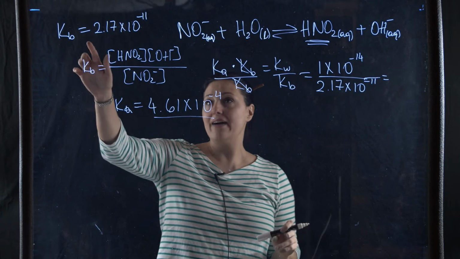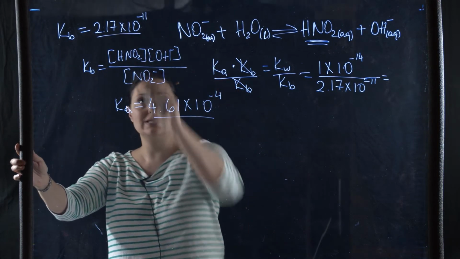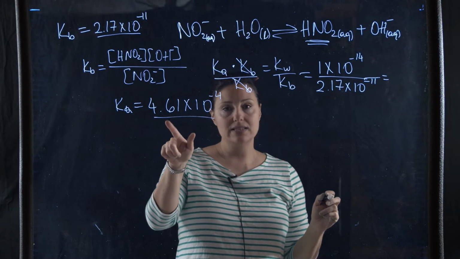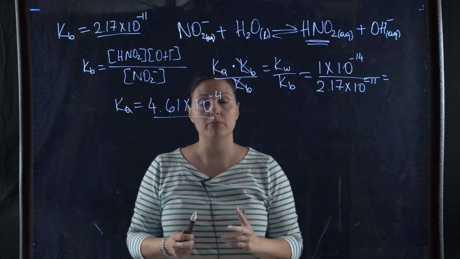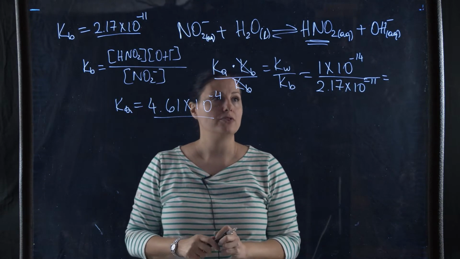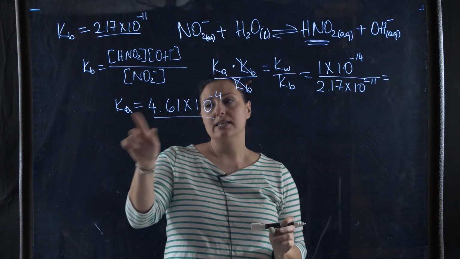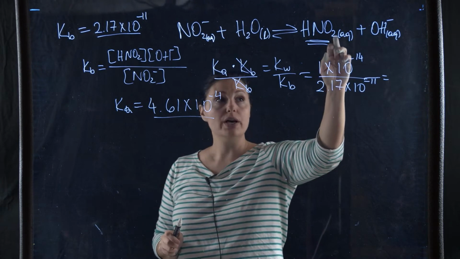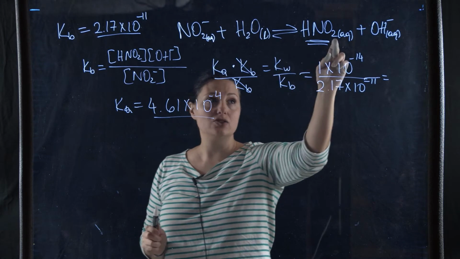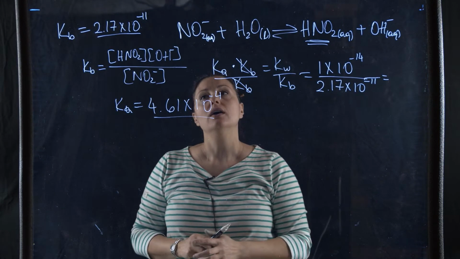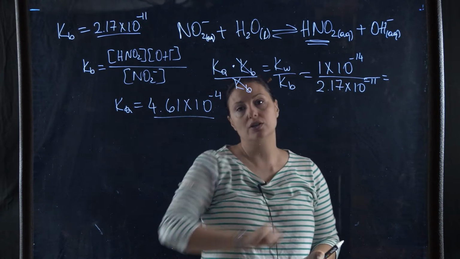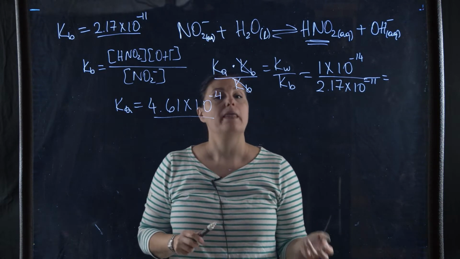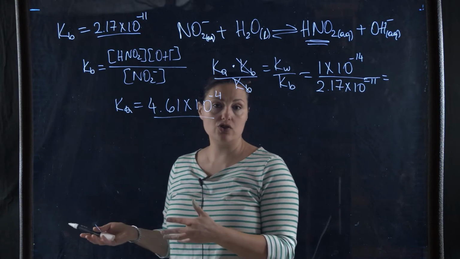Now let's compare the two. I have NO2 minus as a base that has this value, 2.17 times 10 to the minus 11. I have HNO2 that, if it went in the opposite direction, has this value, 4.61 times 10 to the minus 4, for an equilibrium constant expression, which is the Ka value for the acid. Because the Ka value is much larger than the Kb value, that tells me HNO2 is a much stronger acid, having a weaker conjugate base. And this is a weak base having a much stronger conjugate acid. Typically, they go hand in hand. So if you have a strong base, its conjugate acid is going to be weak. If you have a strong acid, its conjugate base is going to be weak.